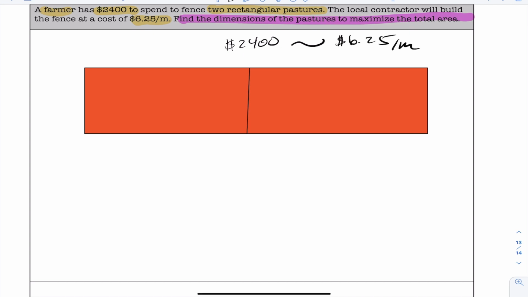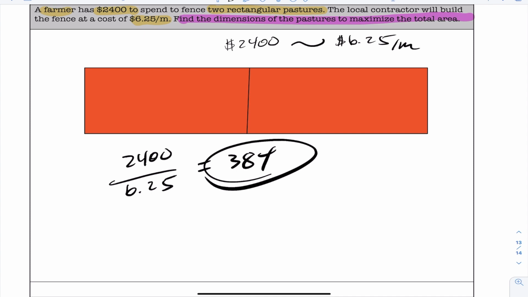So now what can I do here? First of all, I need to know how much fencing I have to work with. If you take the $2,400, the amount of money I have to spend, and divide that by $6.25, because every time you spend $6.25 you get 1 meter of fencing, you get the number of meters of fencing, which is 384 meters. So you have 384 meters of fencing to use.